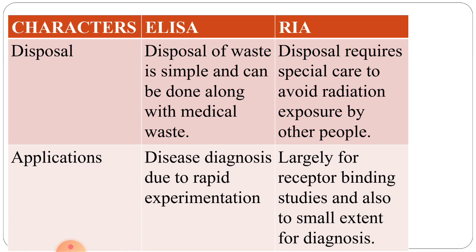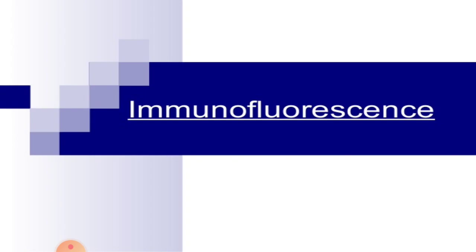ELISA is applied for diagnosing many diseases due to its rapid experimentation, whereas radioimmunoassay is largely used for receptor binding studies and also, to a small extent, for diagnosis. Moving on to the next technique, immunofluorescence or the immunofluorescent assay.